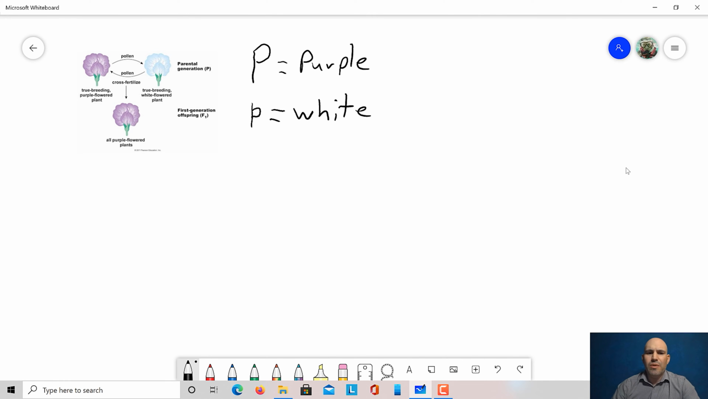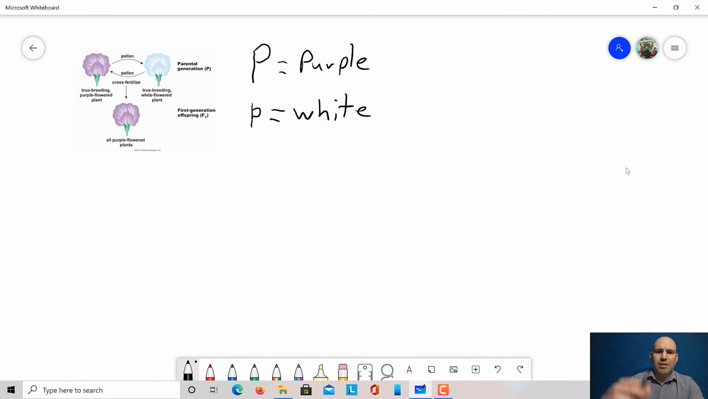I'll explain why we don't use W for white. But we're going to use a capital letter for the dominant trait and a lowercase version of that dominant trait letter to equal the recessive trait. So since purple is dominant, we use an uppercase P for purple. And because white is recessive, we use a lowercase p to equal white.